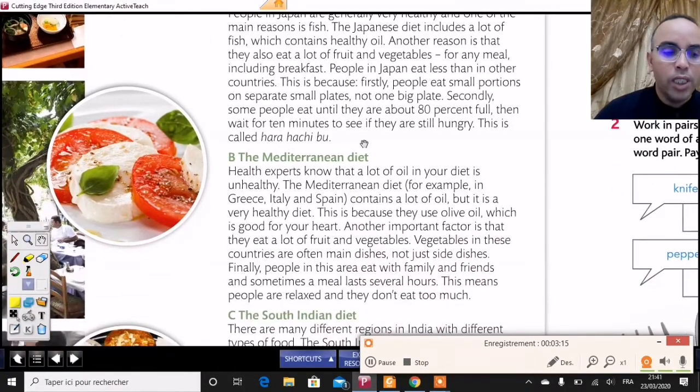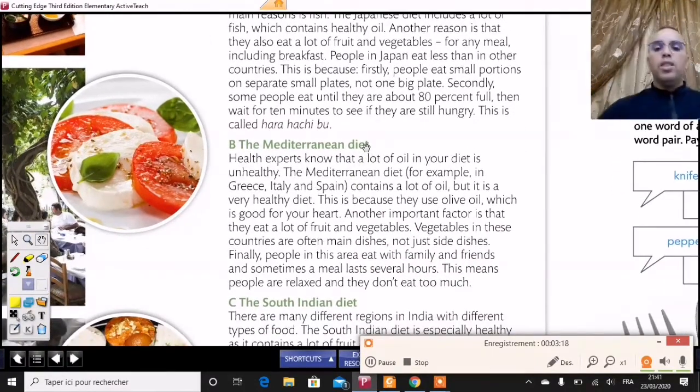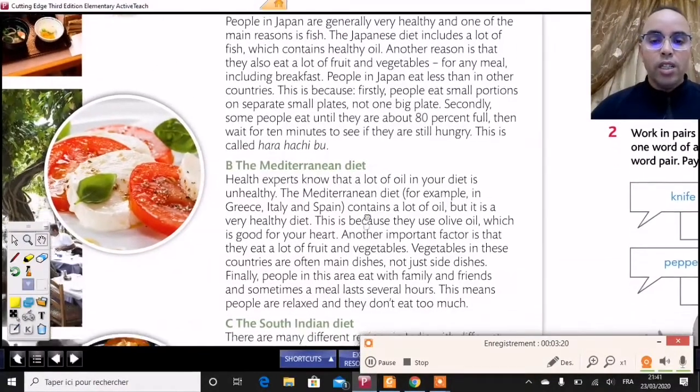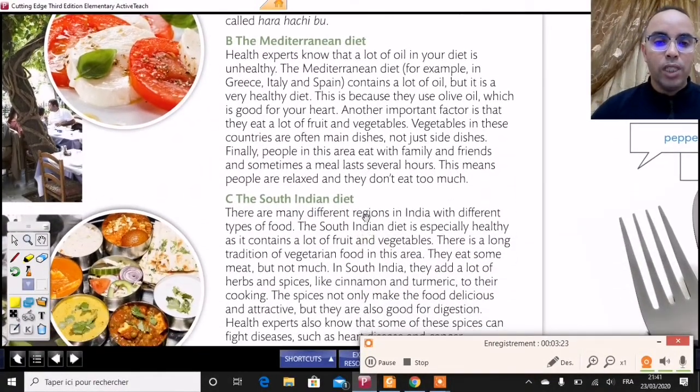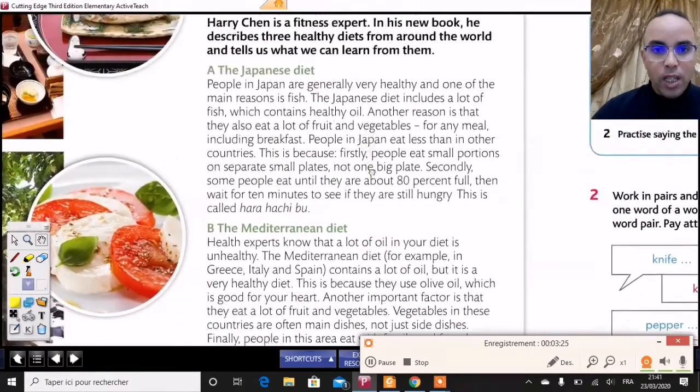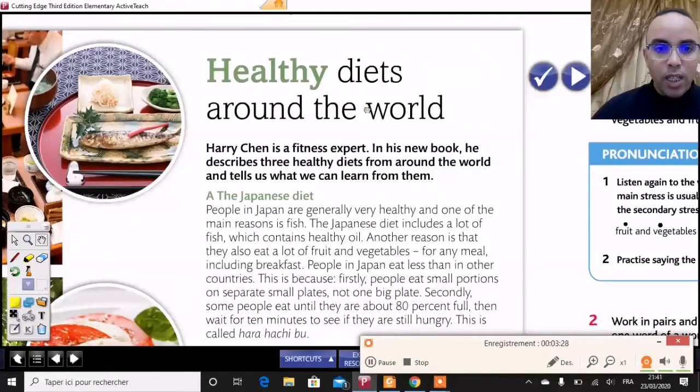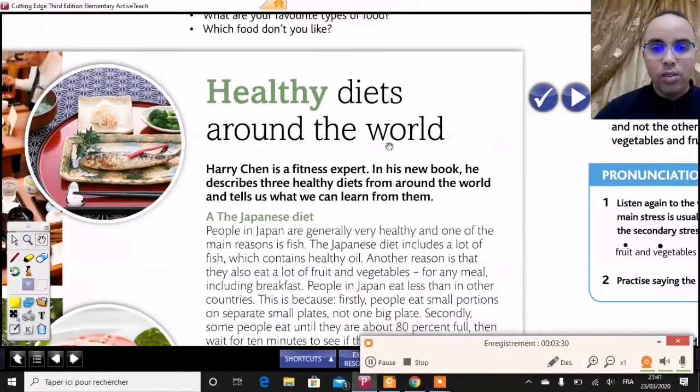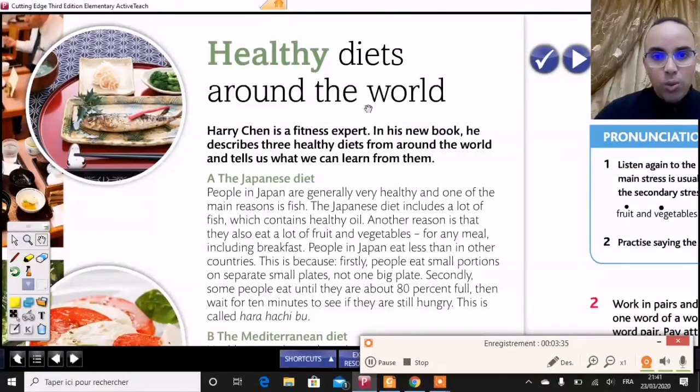Okay, so we are going to read this article quickly and check your answers to question number 1. So this is the title of this article, Healthy Diets Around the World. The word diet in this article means the food we eat regularly. It means what we eat a lot. It doesn't mean a special food plan designed to help lose weight.